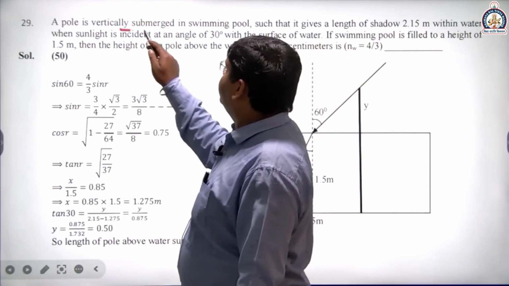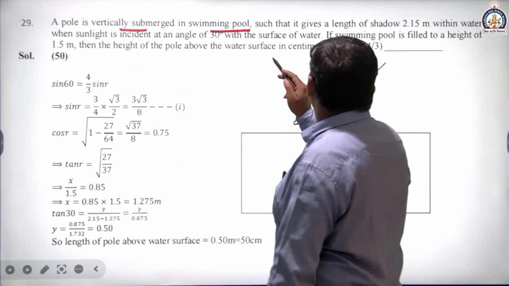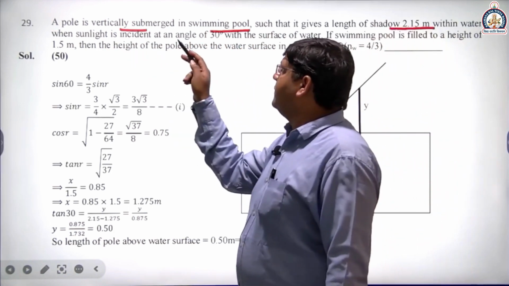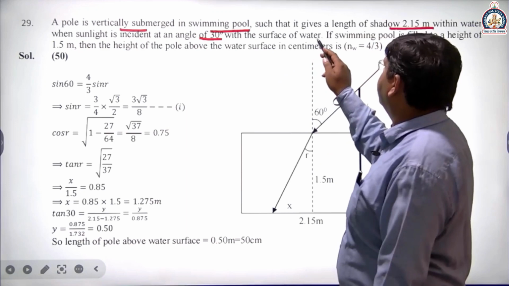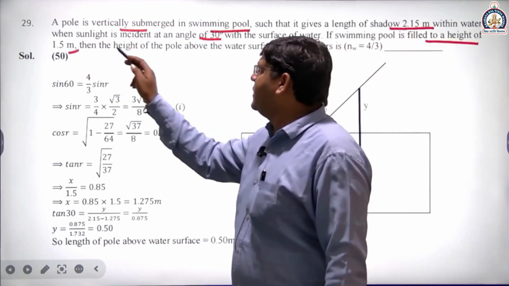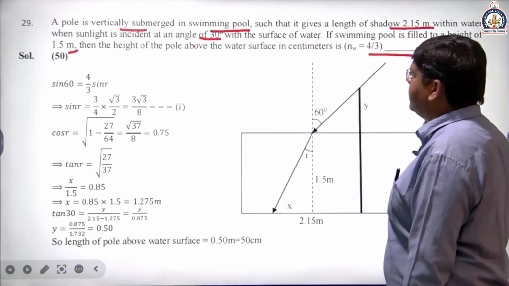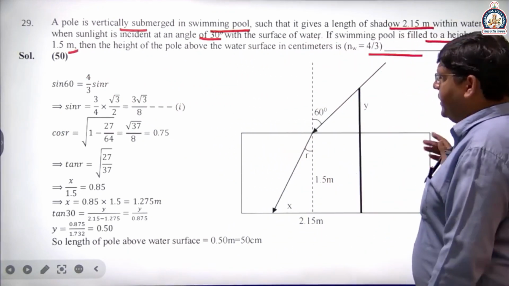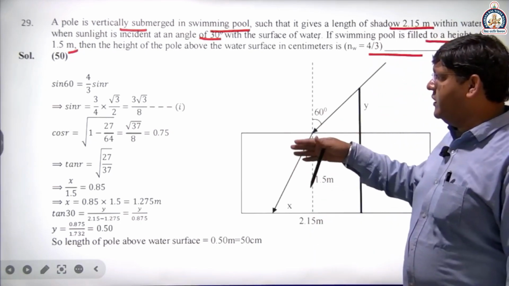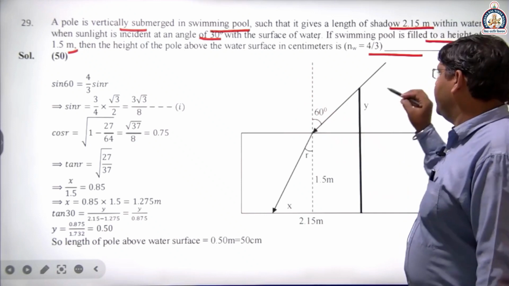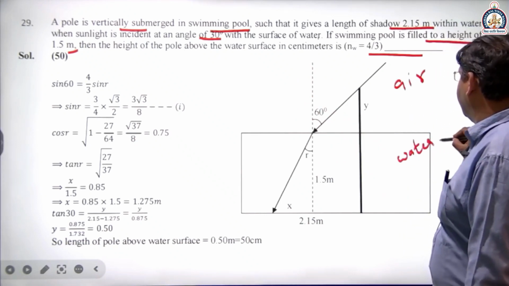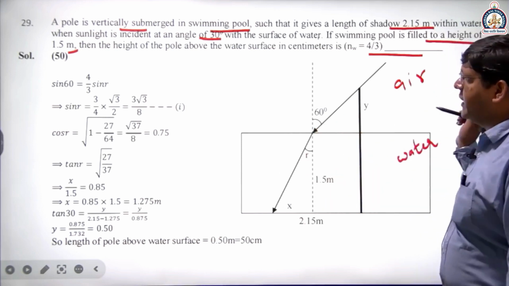A pole is vertically submerged in a swimming pool such that it gives a length of shadow 2.15 meter within the water when the sunlight is incident at an angle of 30 degree with the surface of water. If the swimming pool is filled to a height of 1.5 meter, then the height of the pole above the water surface in centimeter will be. This question is somewhat related to refraction of light. Why refraction of light? Because in a swimming pool water is filled, and above it there is air. This is air and this is water. So we have drawn this type of diagram.